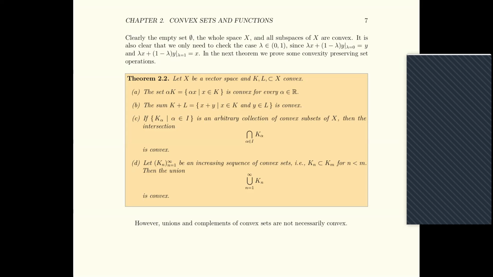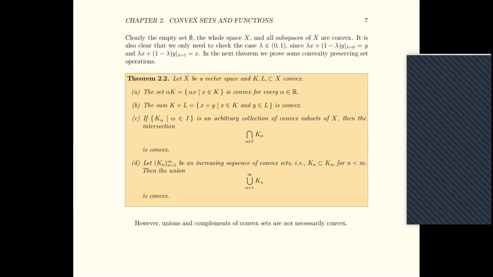If X and Y are both in that set, we only need to check it for values that are between 0 and 1. We don't need to check 0 and 1 separately because we already assumed that X and Y themselves are in that set.